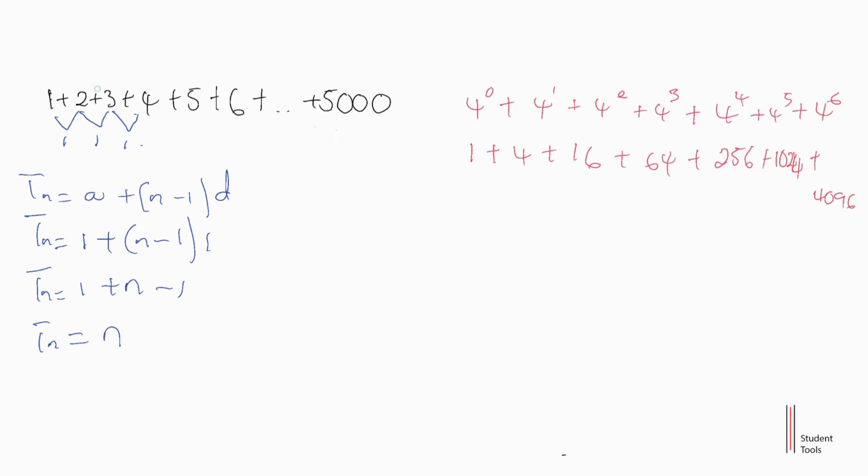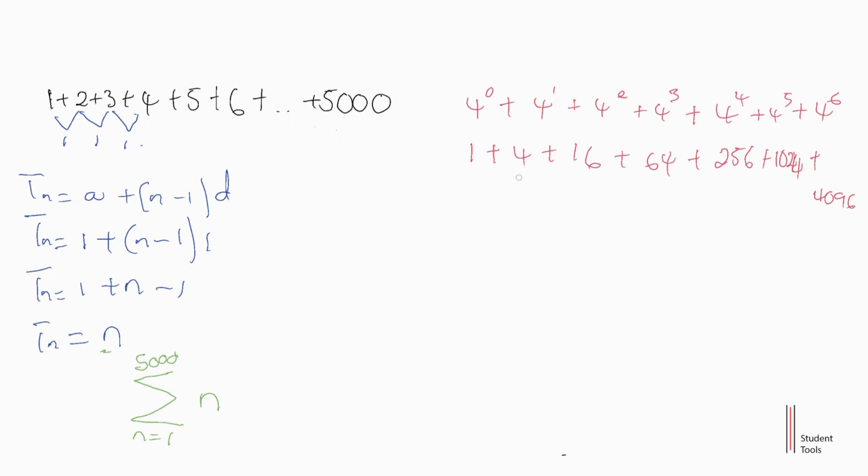n. So if we were to write this in sigma notation, whereby the powers of 4 are included, it will be the sum of n, which is this n, and this is for 5,000 terms, starting from n is equal to 1.